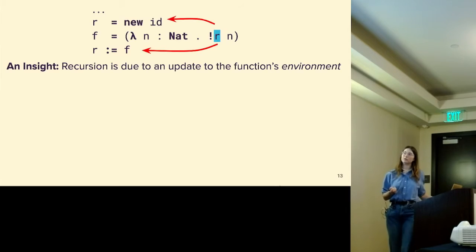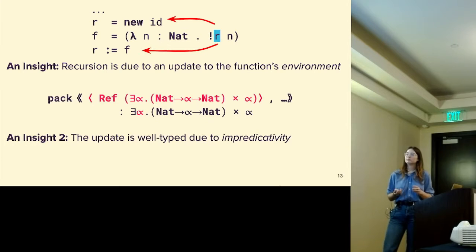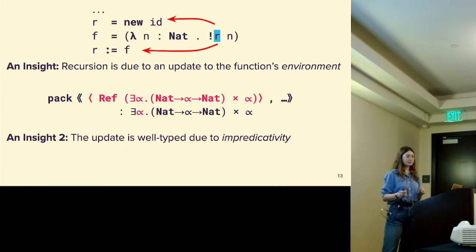OK, so let's quickly recap what we've seen so far. By studying Landin's knot in detail, and in particular thinking about function environments, we found that this non-termination or recursion is coming from an update to the function's environment, a capability we didn't have before in STLC. And by closure converting the example and seeing the types of the environment explicitly, we get to see that this is well typed due to impredicativity.